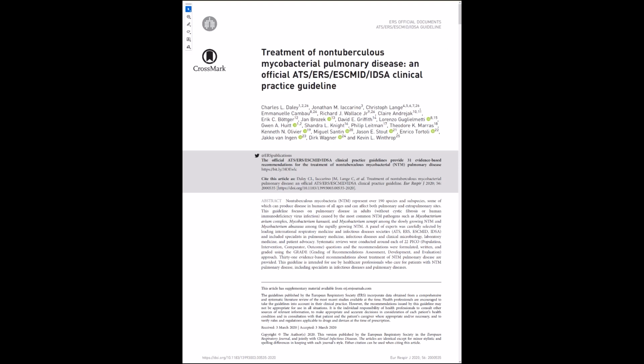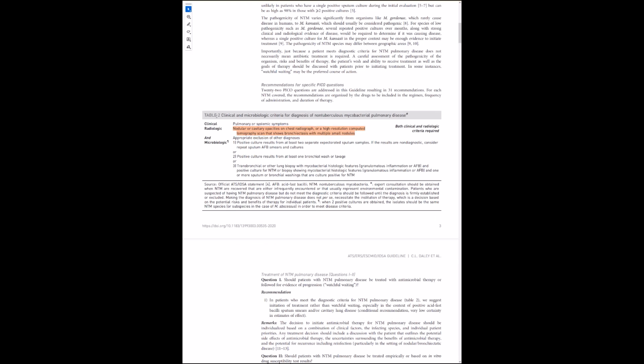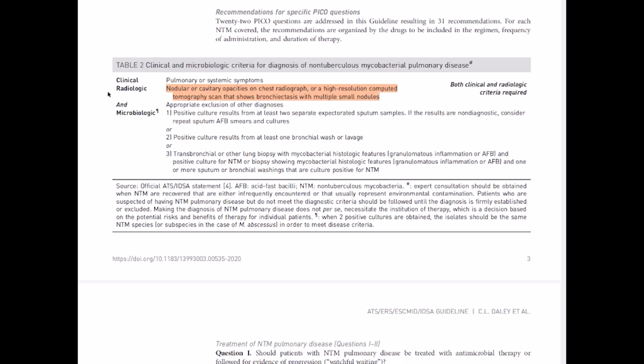Okay, I just want to talk for a second about how the diagnosis of NTM is made. These are the clinical practice guidelines that were published in 2020. And if you scroll down to Table 2, it shows the clinical, radiologic, and microbiologic criteria required for the diagnosis. The clinical criteria are pulmonary or systemic symptoms. The radiologic criteria are nodular or cavitary opacities on chest radiograph or a high-resolution computed tomography scan that shows bronchiectasis with multiple small nodules. And then the microbiologic criteria are one of three possible things here.